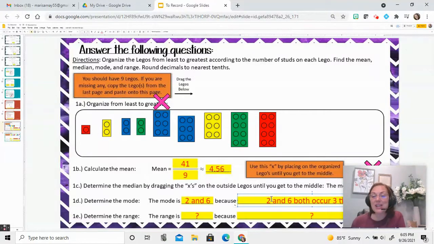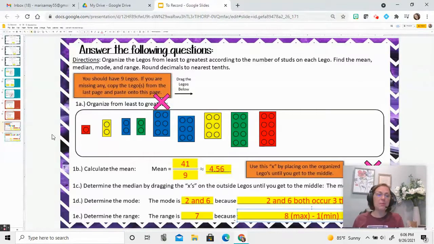All right, now let's look at the range. Now, the range is your biggest number of studs minus your smallest number of studs. So my biggest number of studs happens over here. That's 8. And my smallest is 1. So my range is what I get when I subtract those. That's 7. So my range is 8 minus 1. And let's say 8 being our max minus 1 being our min there.